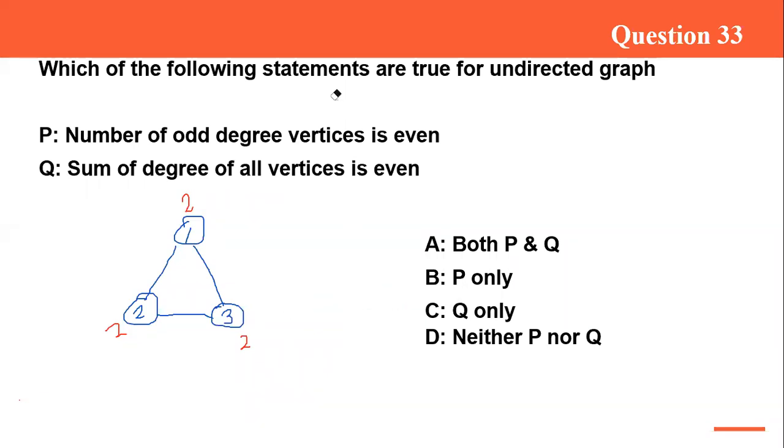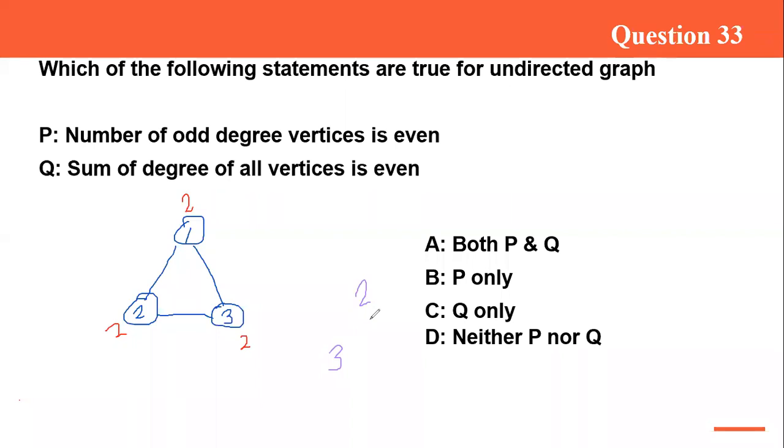Now, what is the question? What are the statements given? Just observe the statements properly. Number of odd degree vertices is even. How many vertices are there, boys and girls? 3 vertices. So, number of odd degree vertices is even. How many vertices are there? 3 vertices. What is the degree of the graph? 2.